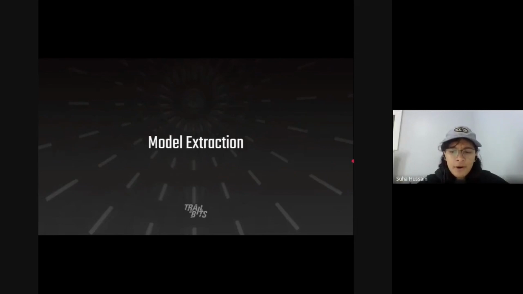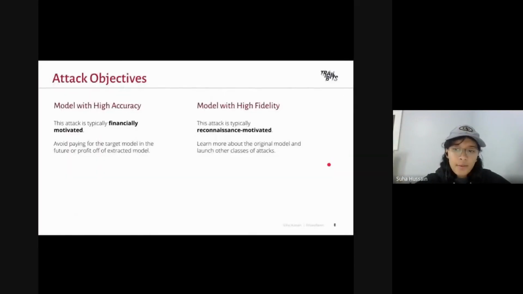First, let's look at model extraction attacks. Model extraction is what enabled the simulated adversary to create a knockoff version of the target. This is formally known as extracting a substitute model. The motivations behind model extraction tend to fall into two categories. Adversaries that launch attacks optimizing for high accuracy are usually financially motivated. Having a substitute model means that they can avoid paying for the target in the future, and they can profit off of their own version.